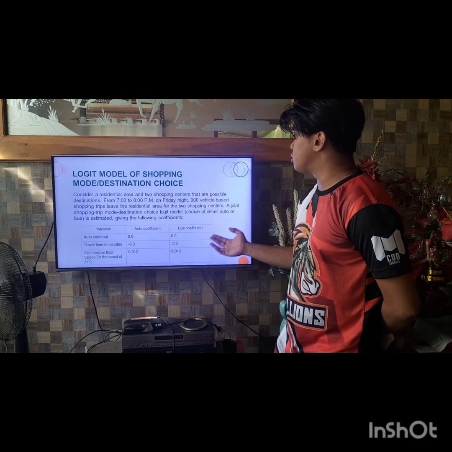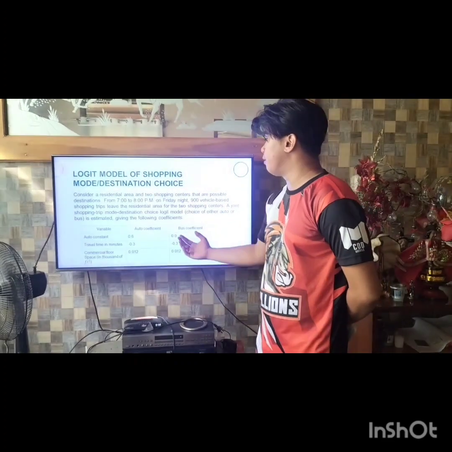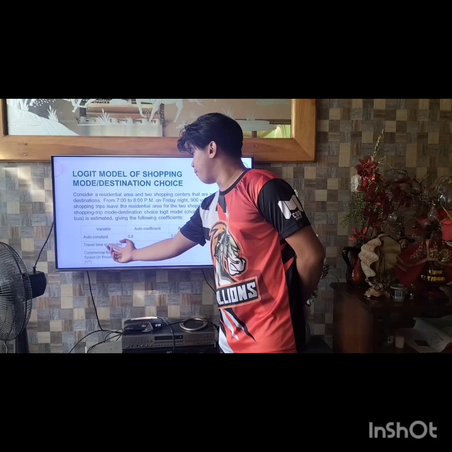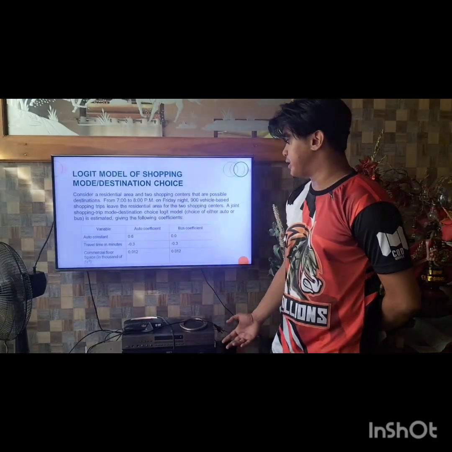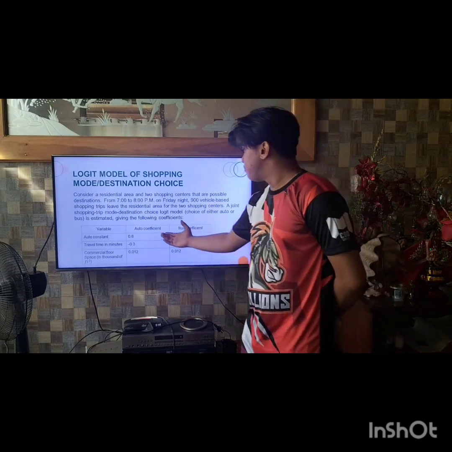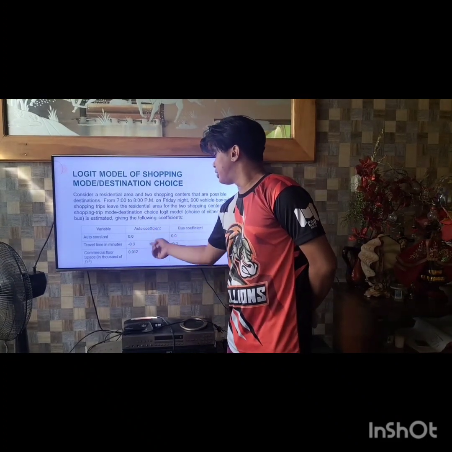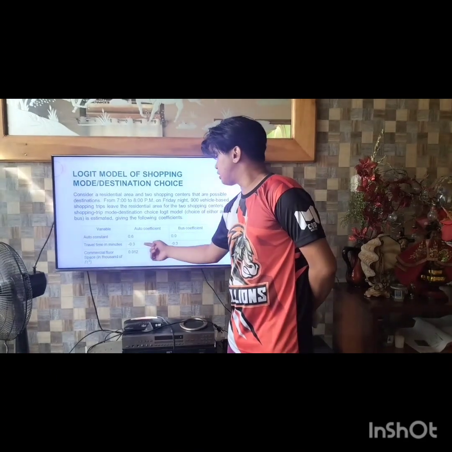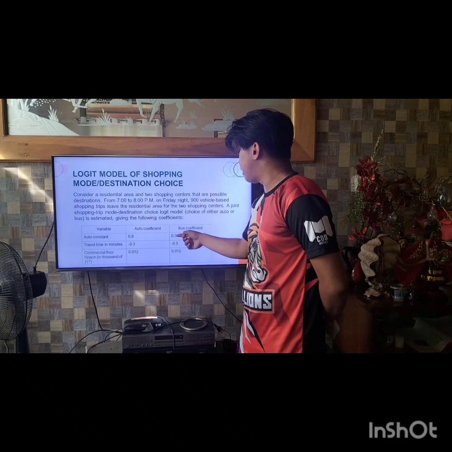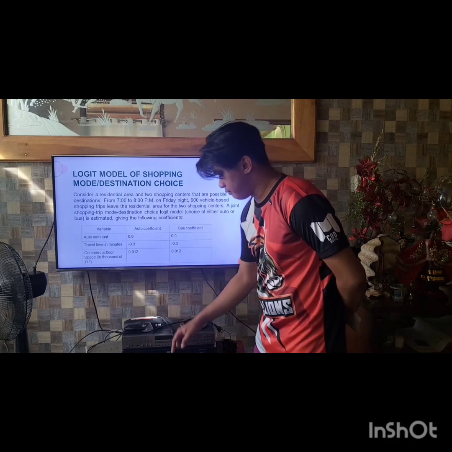The choice of either auto or bus is estimated, giving the following coefficients for the variables: auto constant, travel time in minutes, and commercial floor space in thousands of square feet. Auto coefficients are 0.6, negative 0.3, and 0.012. Bus coefficients are 0.0, negative 0.3, and 0.012.